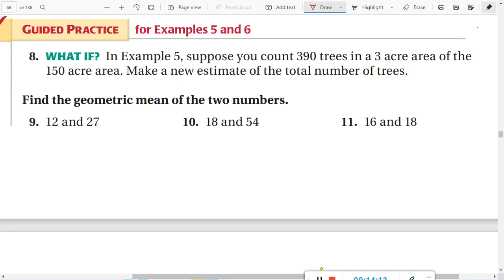Okay, please pause and try number 8 and number 11, please. You can skip 9 and 10.